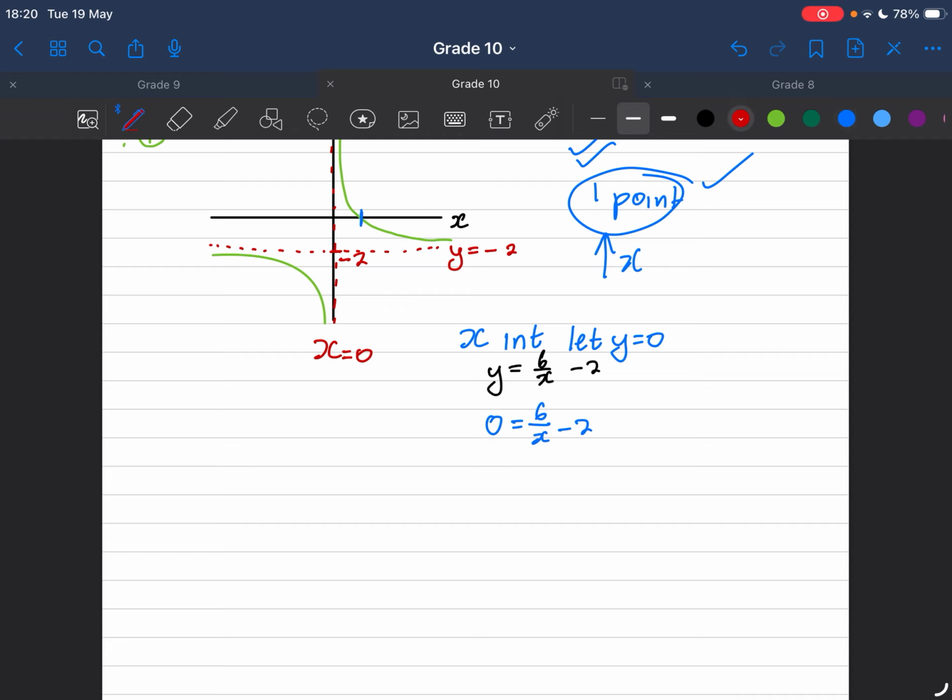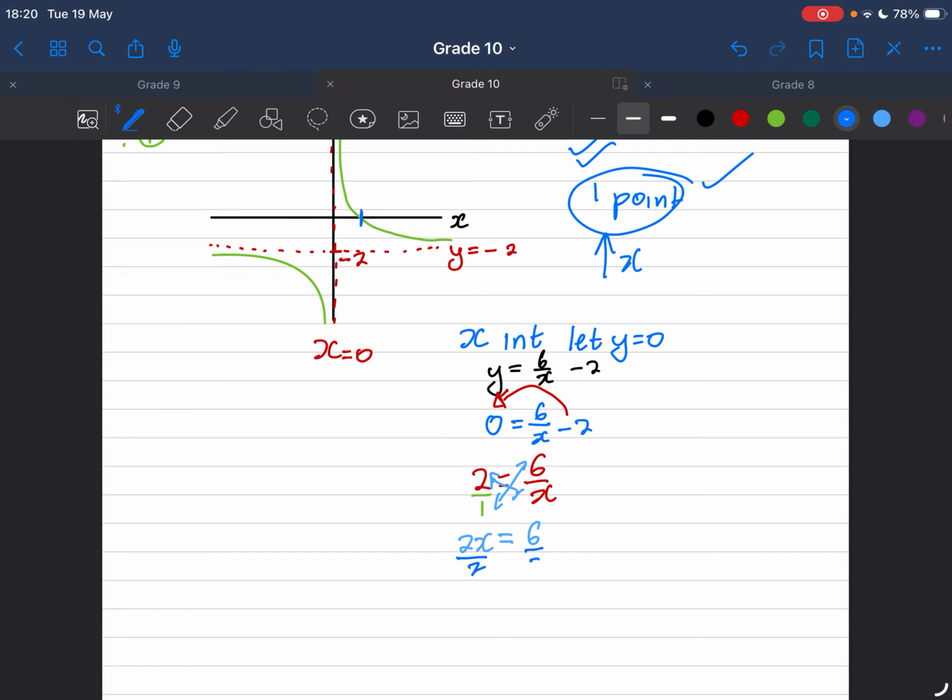So we start by moving your 2 across. That becomes a positive 2 and 6 over x. At this point we realize we can make this a 2 over 1, and we can cross multiply. So we put in equals, 2 times x is 2x and 6 times 1 is 6.